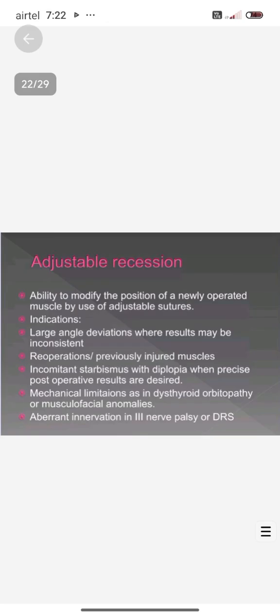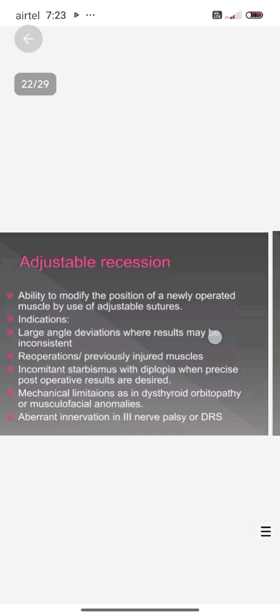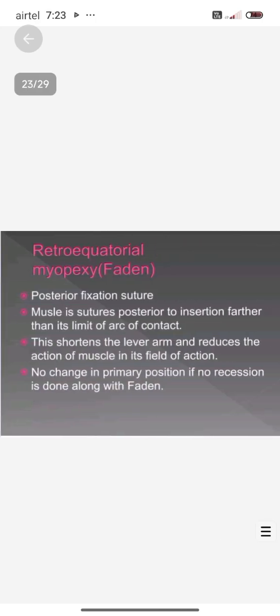Adjustable recession: the ability to modify the position of the new operative muscle by using adjustable sutures. Indications: a large angle of deviation where the result may be uncertain, incidence of reoperation, previous injury to muscles, inconvenient strabismus with diplopia when pursued, post-operative result. Also mechanical limitation of thyroid orbitopathy, maculofacial anomalies, superior oblique and sixth nerve palsy, or DRS.